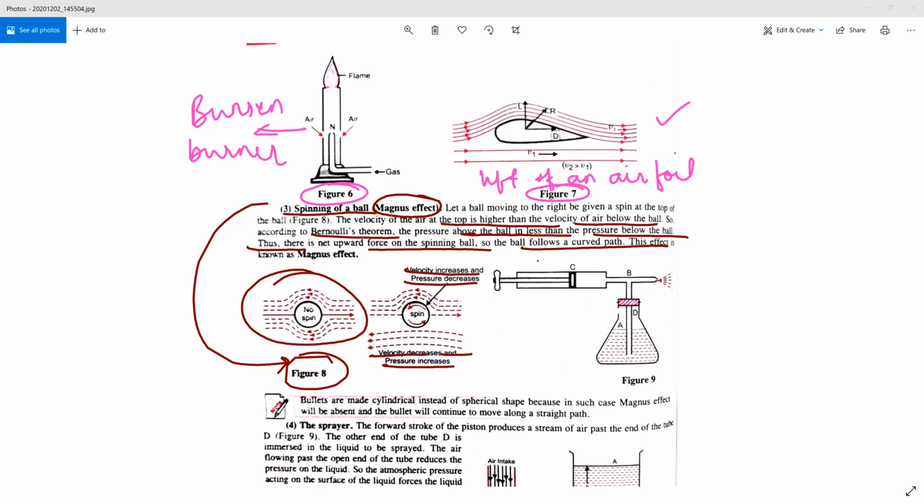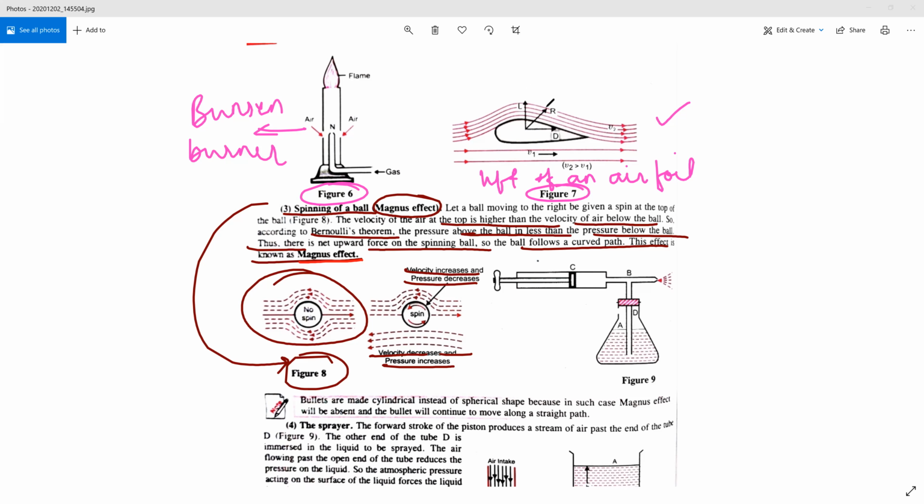So this effect is known as the Magnus effect. So this is all about how the spinning of a ball takes place and what the reason is. And next we shall discuss the next application. So that is one note point you have to remember. Bullets are made cylindrical instead of spherical in shape. So why are they made cylindrical? Because in such cases, the Magnus effect will be absent and the bullet will continue to move along a straight path. That is the reason you have to keep in your mind.